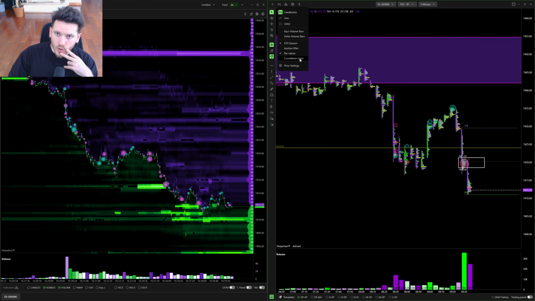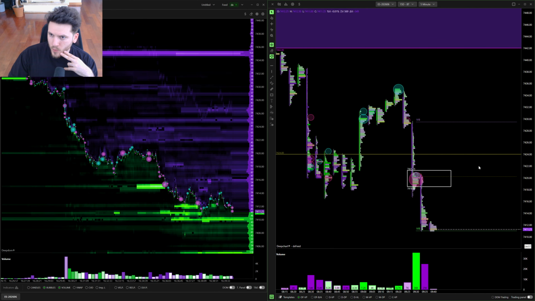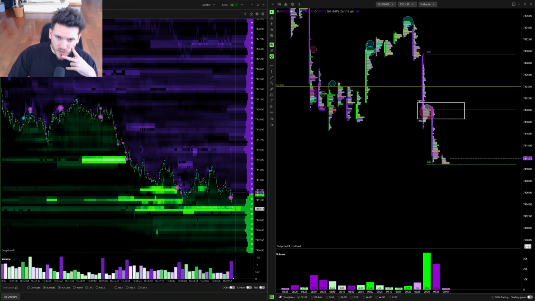Let's get our countdown timer. Okay, we closed the first 10 minutes of the range, and now we're about to eat through this liquidity level as well.